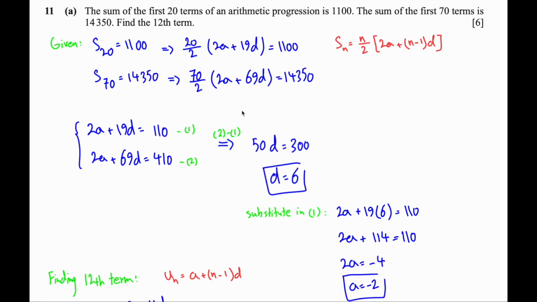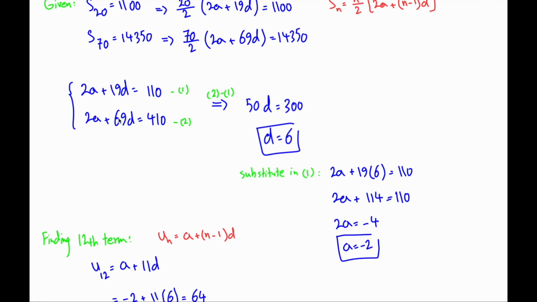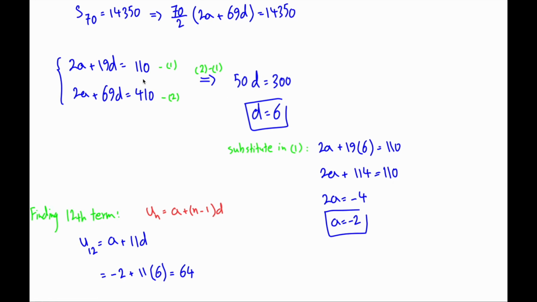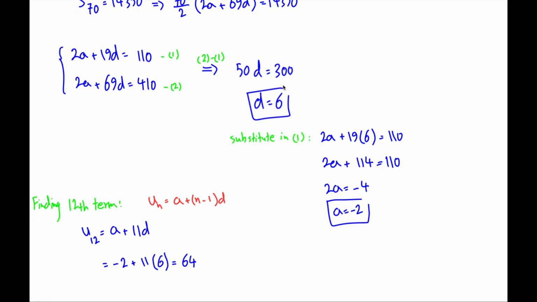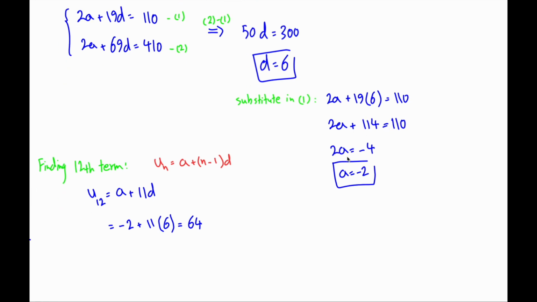You tidy up a little bit, divide both sides by 10. Over here you divide by 35. You get equation 1 and 2. You subtract equation 1 from 2. A is eliminated, and you end up with 69d minus 19d, which is 50d, and 410 minus 110, which is 300. That leads us to the value of d, which is 6. Then you substitute in equation 1 or 2. In this case, it's easier to substitute in 1, and you get a to be -2.